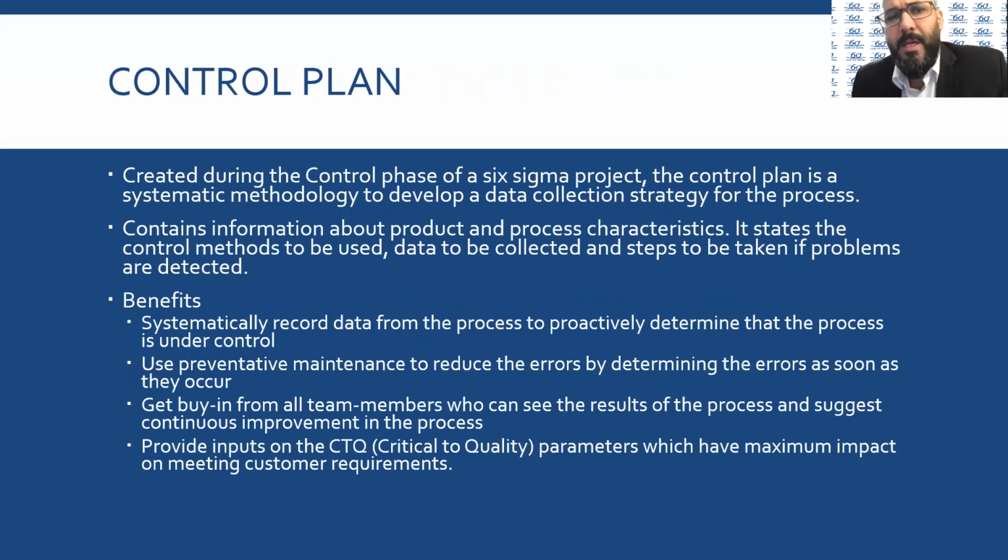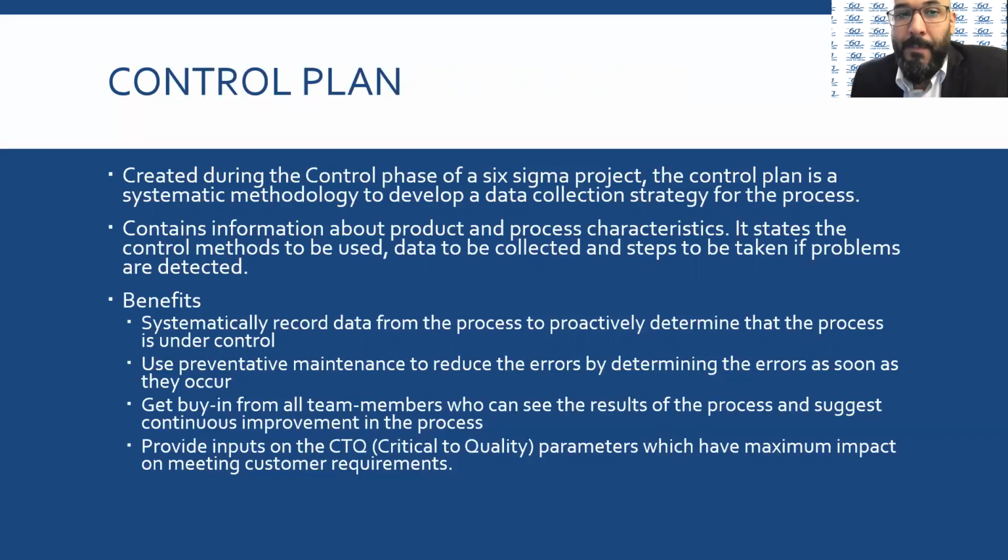Okay, let's talk about the control plan. The control plan is created during the control phase of the Six Sigma project. The control plan is a systematic methodology to develop a data collection strategy for the process. Okay, so now you have to have the control plan. What do you need in order to control the implemented solution? You have to have some tools.